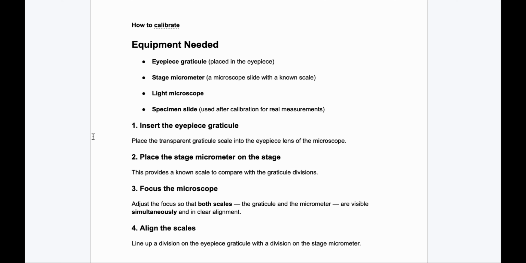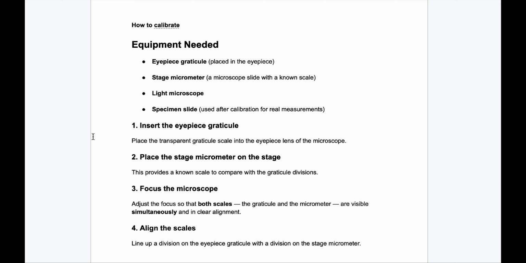So step one, we're going to place the eyepiece graticule into the eyepiece lens of the microscope. You know where you look through the microscope, where you put your eye in, that's where you're going to put the eyepiece graticule. And the same for the stage micrometer slide, you're going to put that on the stage where the specimen slide is. So you put both of them in their places.